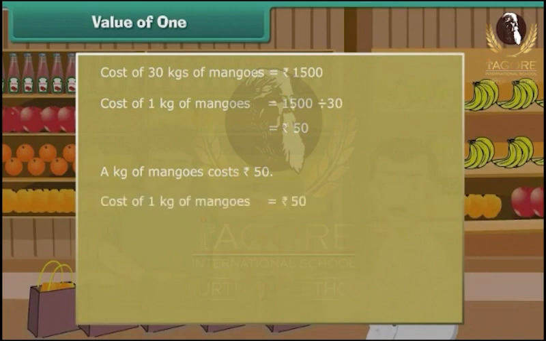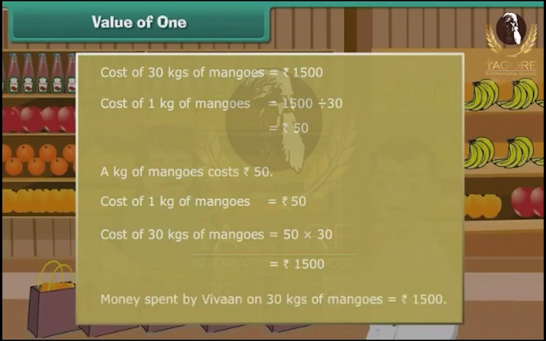Let us verify our division. Cost of 1 kg of mangoes is equal to 50 rupees. Cost of 30 kgs of mangoes is equal to 50 into 30, which is equal to 1500 rupees. As per the question, Vivan spends 1500 rupees on 30 kgs of mangoes. So, we verify that our division operation is correct.